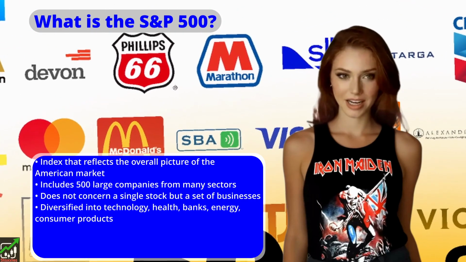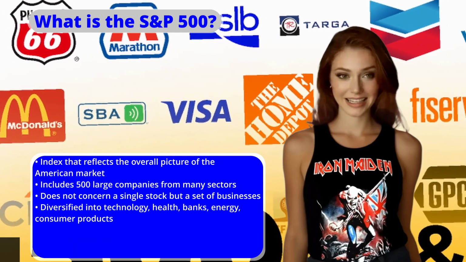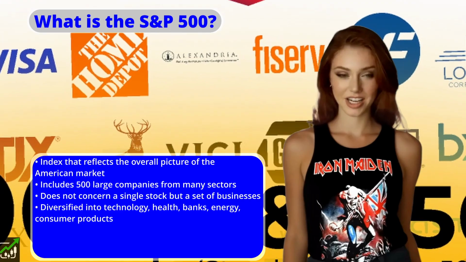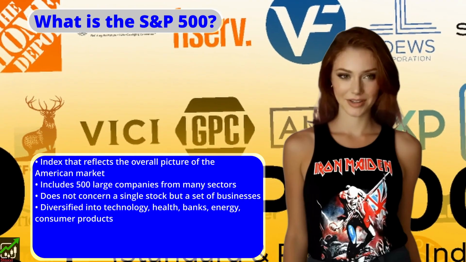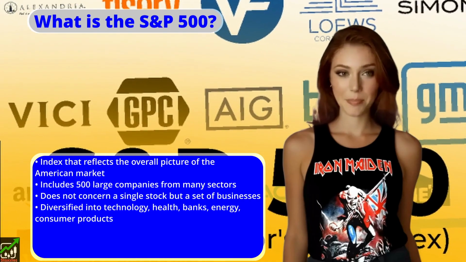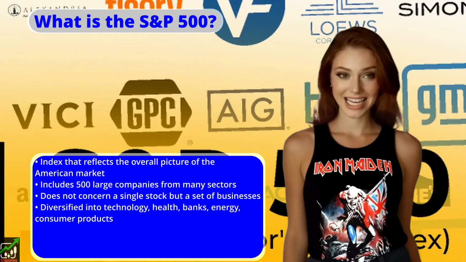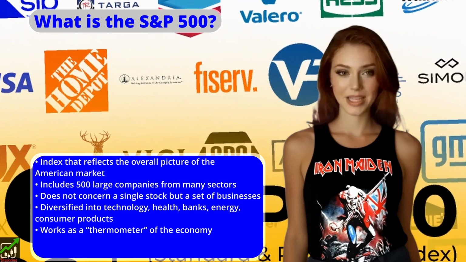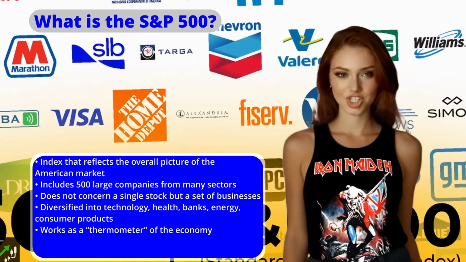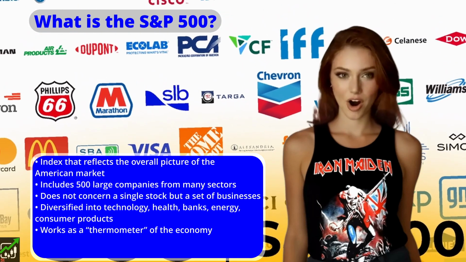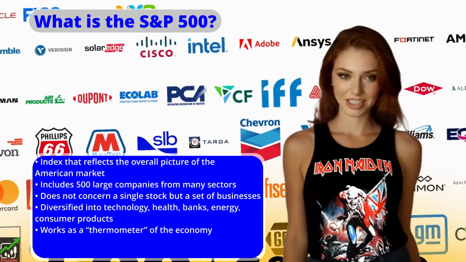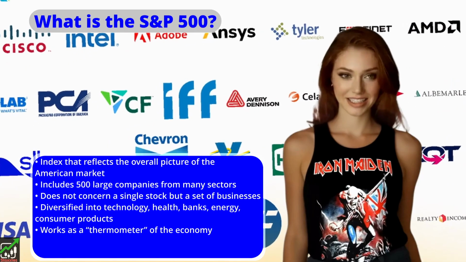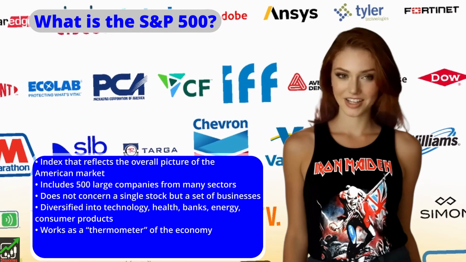Within the S&P 500 are companies from many different sectors of the economy, such as technology, health, banking, energy, and consumer products. This means that the index does not depend on a single sector, but reflects the general state of the economy. If one sector is not doing well, another can compensate for it. The index acts as a thermometer of the American economy. When the S&P 500 rises, it usually shows that businesses are growing, profits are increasing, and there is confidence from investors. When it falls, it usually means there is uncertainty, fear, or economic hardship.